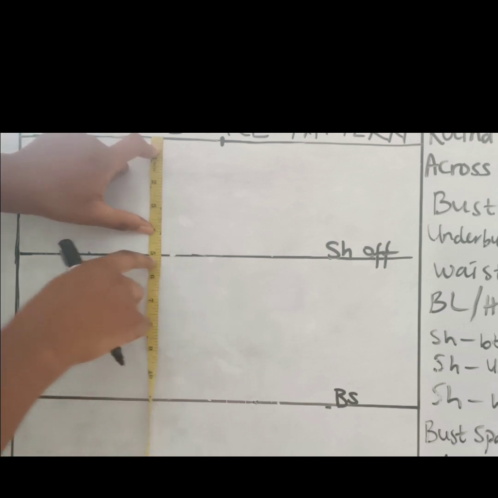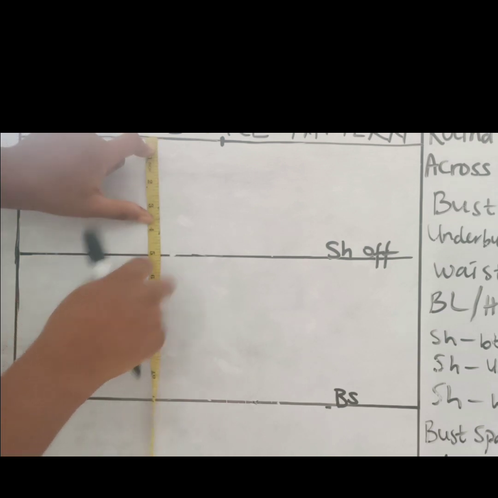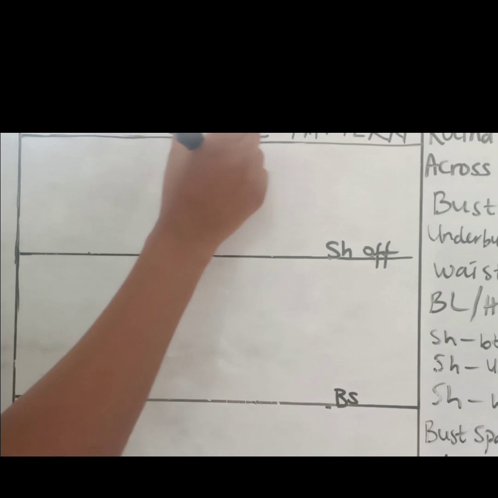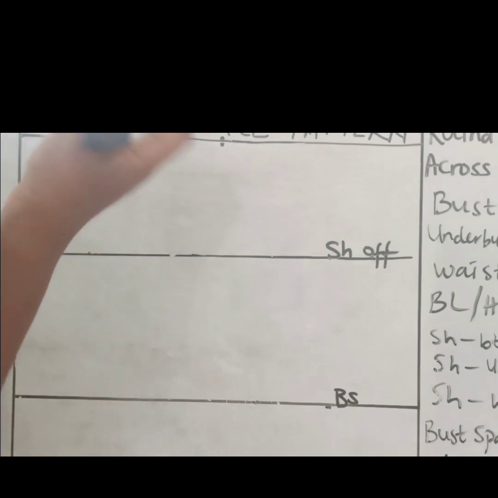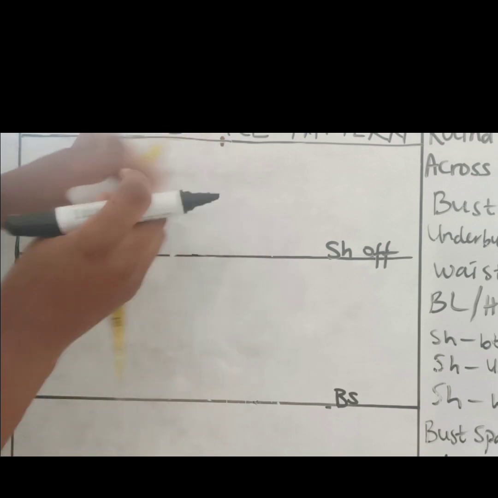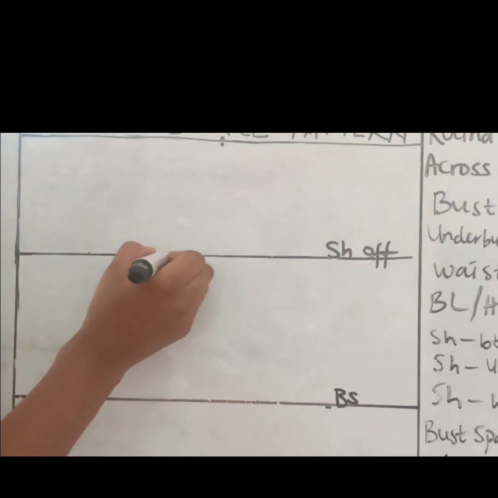And we have taken 5. So we want 5 inches off our shoulder line. I'm going to leave this line here as a guide for beginners so that they will not be confused. So 5 inches off, and that's why I said shoulder off. So this will now be the new shoulder that we are working with.